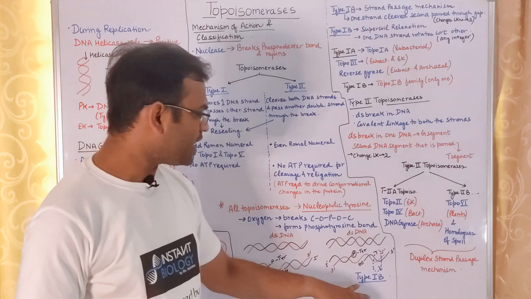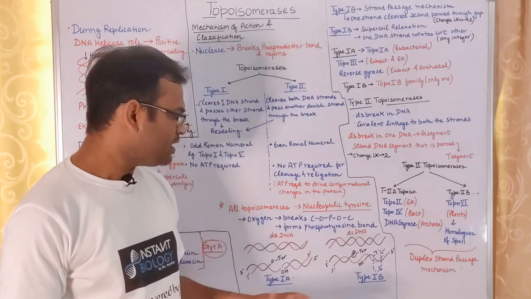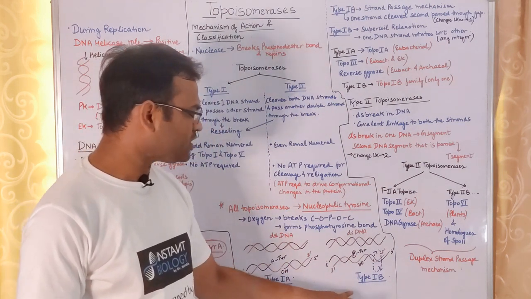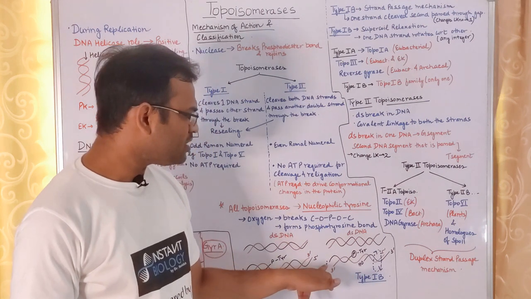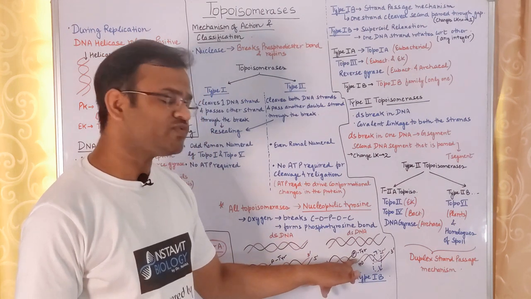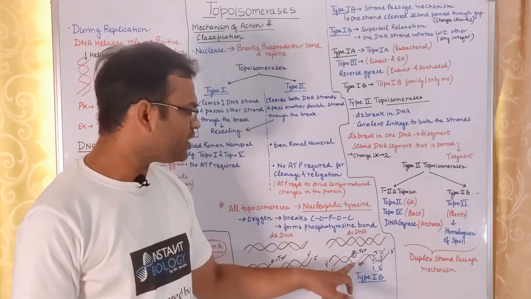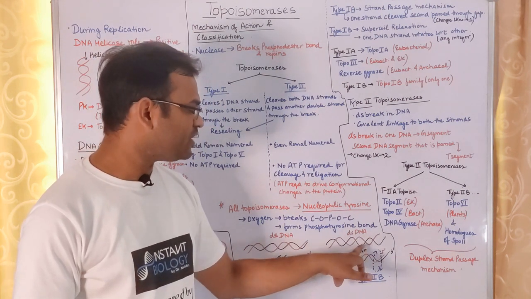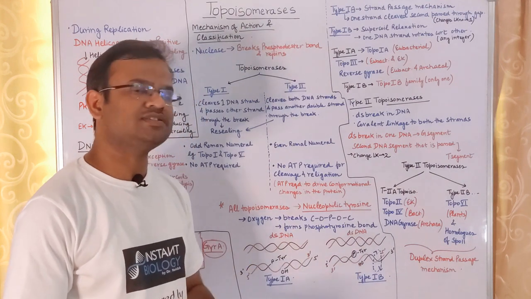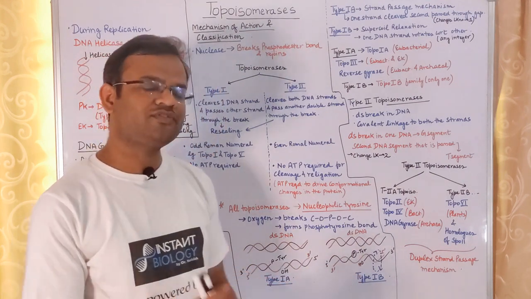Let us talk about type 1B topoisomerase. In type 1B topoisomerase, what happens is that the 3 prime phosphate group is attacked by the tyrosine. So over here, on the 3 prime phosphate, the tyrosine is attached. This is the functionality of type 1B.